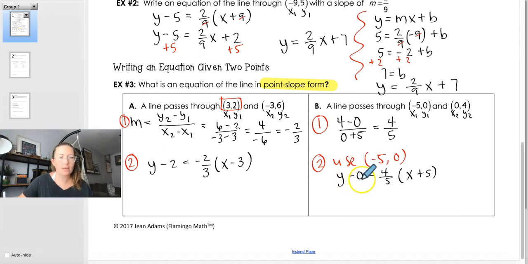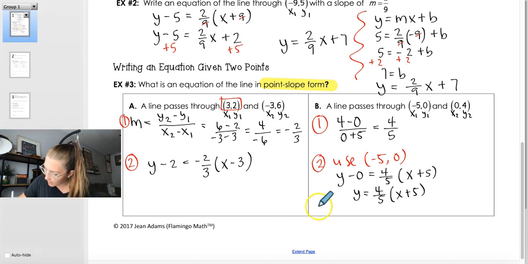I will be highly upset if you leave it like this. Do not have y minus 0. Do you know what y minus 0 is? Yes, that's just y. So this is going to be y equals 4/5 x plus 5. This is in point slope form.